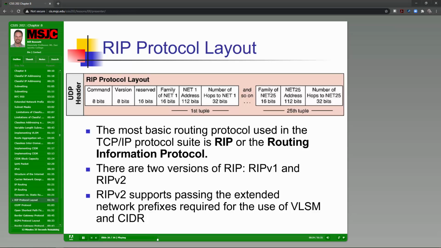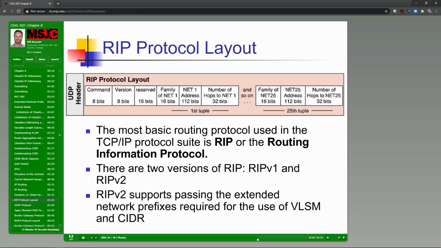So this is the header that a RIP-based router would place in the front of the information being handed down to it from the upper layers, the transport layer. In this case, they're showing a UDP header here. Basically it has 8 bits for the command, 8 bits for the version, 16 bits which are reserved, 16 bits which are the family of net 1, and then the net 1 address, which is 112 bits, number of hops to network 1, 32 bits, and so on and so forth.